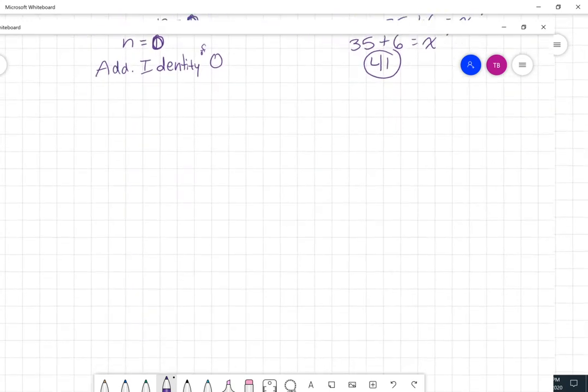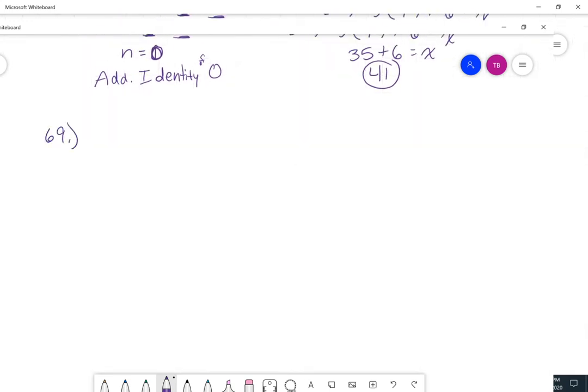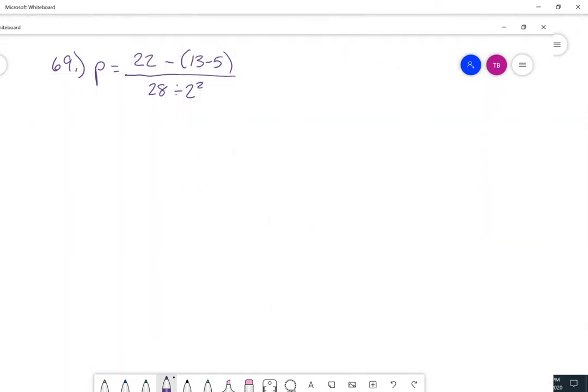Number 69. P equals 22 minus parentheses 13 minus 5 divided by 28 divided by 2 squared. Okay, so first we're going to look at the numerator, and order of operations tells us parentheses first. So 13 minus 5 gives us 8. And then now let's look at the denominator. We have 28 divided by 2 squared. Order of operations, parentheses, then exponent. So we're going to do 2 squared is 4.